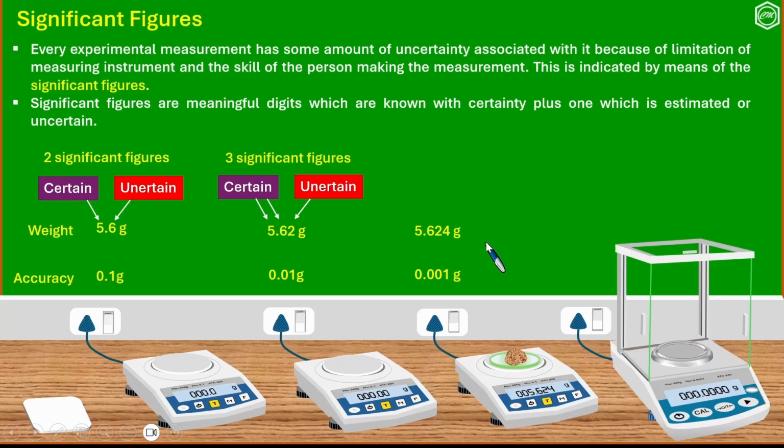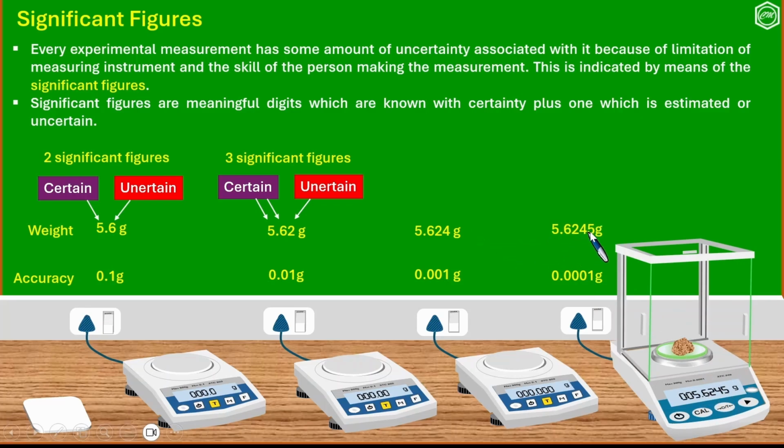We now use a more accurate balance, and that is known as an analytical balance. We use this balance very often in our laboratory, and the accuracy is 0.0001 gram. We can measure a minimum of this much. And the way we place the stone in this balance, the weight shown is 5.6245 gram.